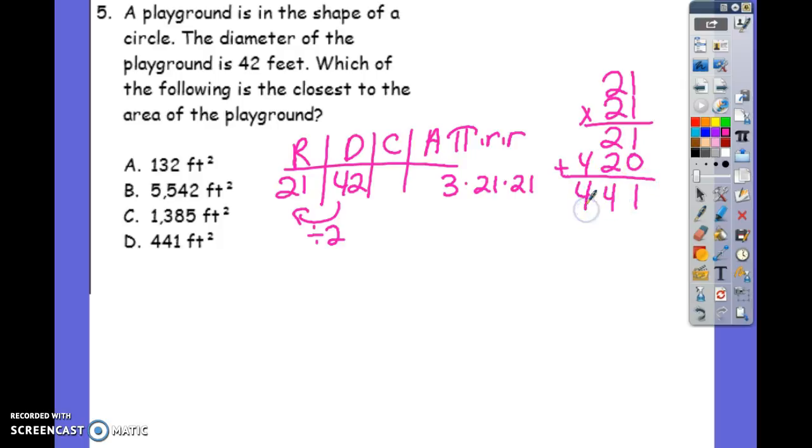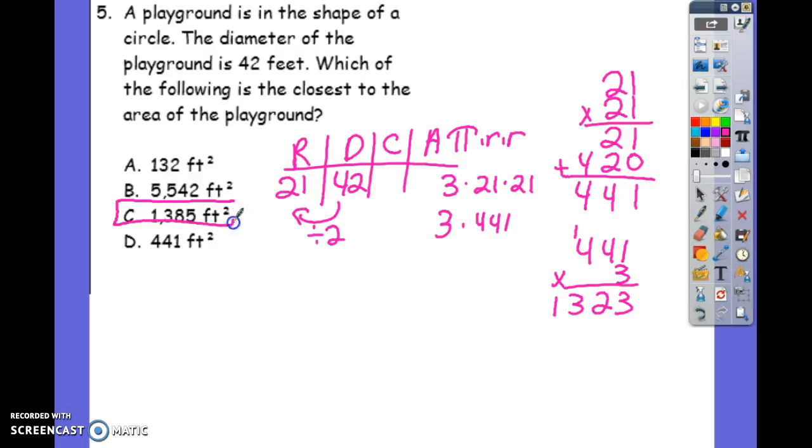Bring down the 4. And then we need to multiply by 3. Don't forget to go back and multiply by the 3. Let's rewrite that. 3 times 1 is 3. 3 times 4 is 12. Put the 2 here, carry the 1. 3 times 4 is 12, plus 1 is 13. So my answer is 1,323. So the closest answer is going to be C, 1,385 feet squared. Remember, we estimated for pi, we used 3. Remember, if it is a griddable, you must use 3.14 for pi.